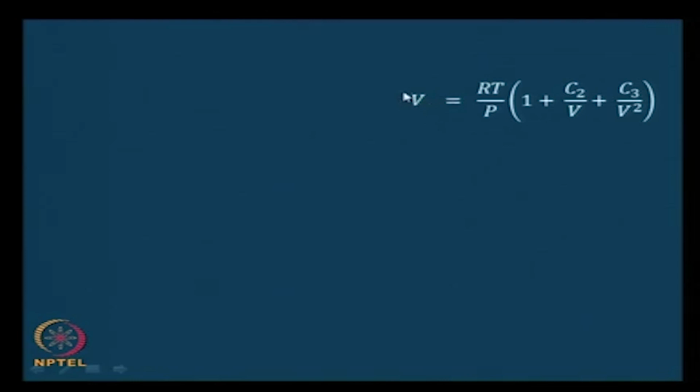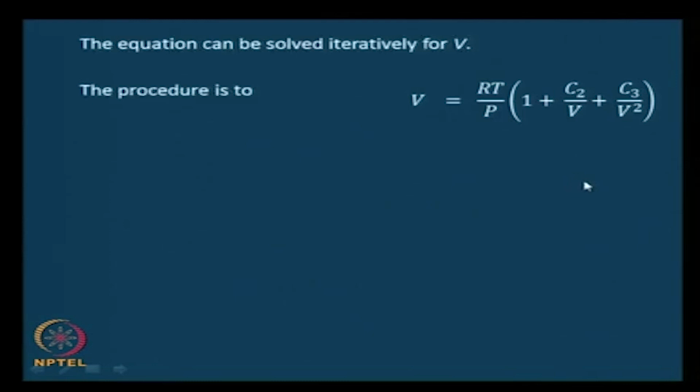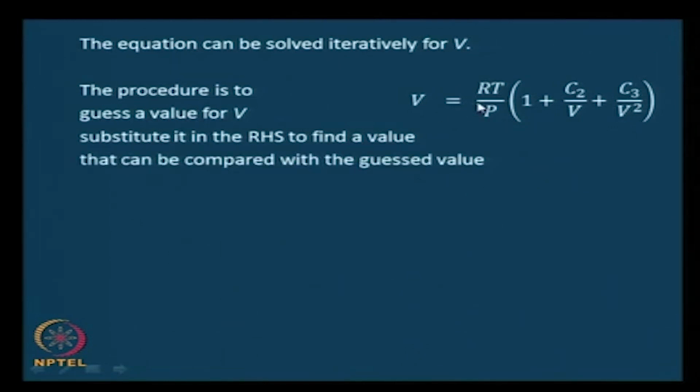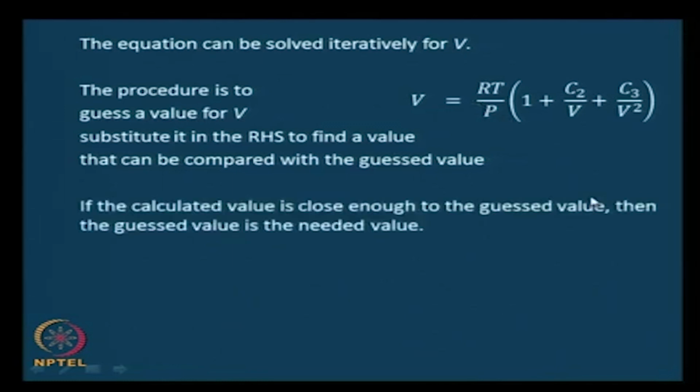To do that, we replaced Z by PV by RT, which is the definition of Z, and thus we got V on the left hand side and this on the right hand side. To solve iteratively for V, the procedure was to guess a certain value of V and substitute it into the right hand side to find the value of the right hand side, then compare that value to the guessed value, or in other words take the difference. If the calculated value is close enough to the guessed value, close enough being the operative word here, then the guessed value is the needed value.